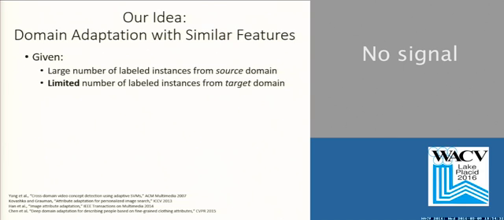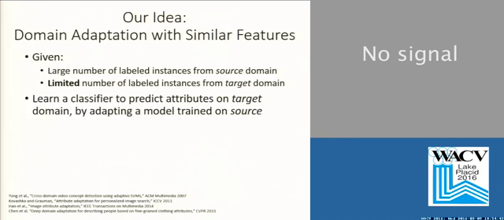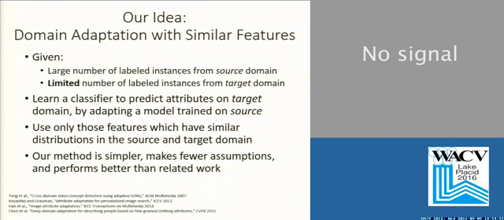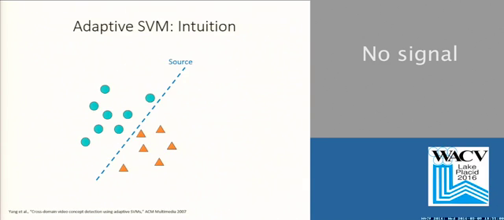So we'll be given a large number of labeled instances from a source domain. That's not the domain on which we want to make predictions. And we'll also have a very limited number of instances on a target domain, the one on which we do want to make predictions. Then we'll learn a classifier on the target domain by adapting a model trained on the source domain. We find that it's crucial what type of features we use, so I'll talk about that in a sec. And note that our method is simpler, makes fewer assumptions, and performs better than related work.